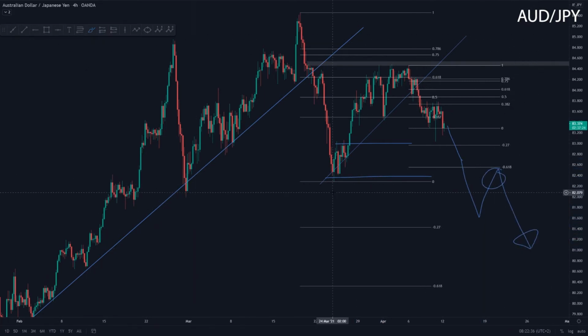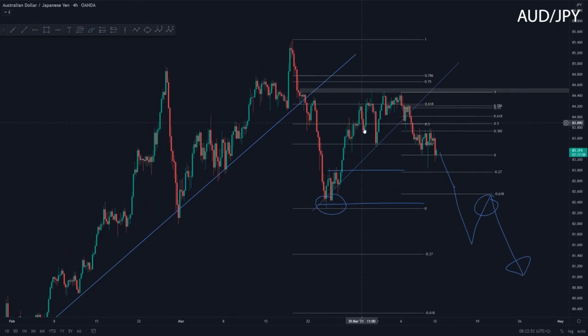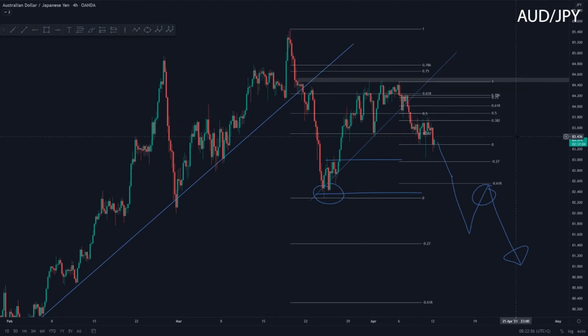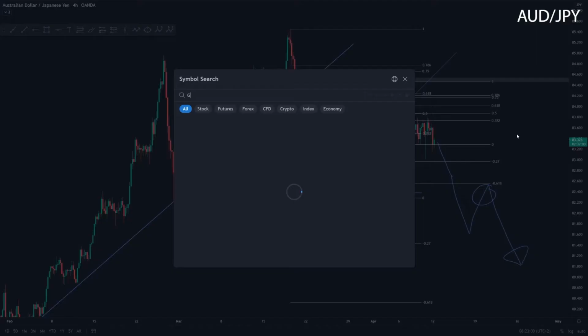So really looking to take out this major low over here at 82.340 or 82.280 or 82.300. Yeah, take out that major swing low over here, retest that low, and then position myself on bearish confirmation. Aussie Yen is just too consolidative and too rangy for me at the moment to position myself for a nice short. So with Aussie Yen discussed, let's head over to pound dollar.